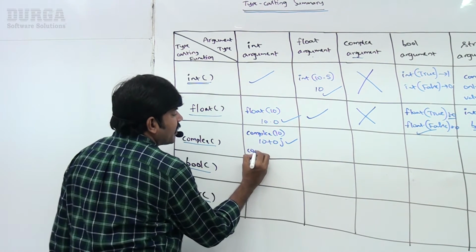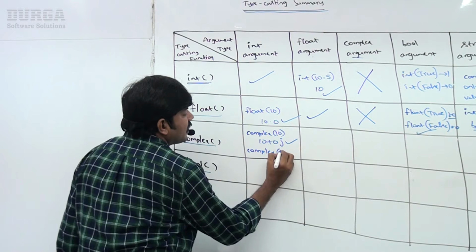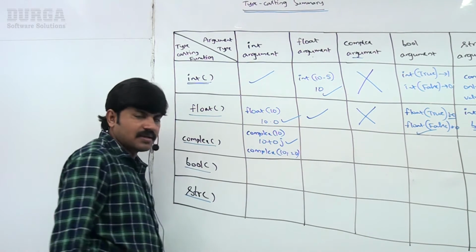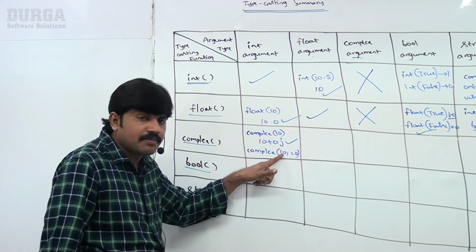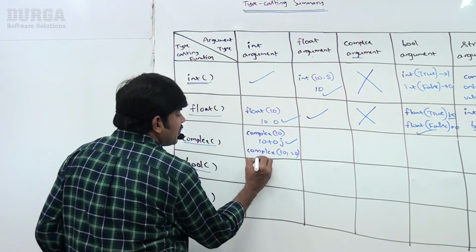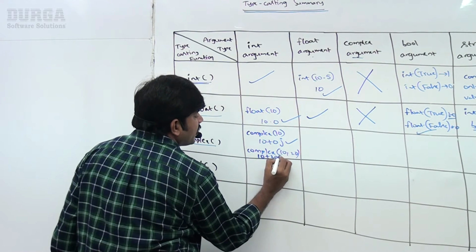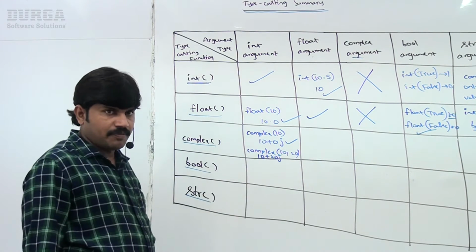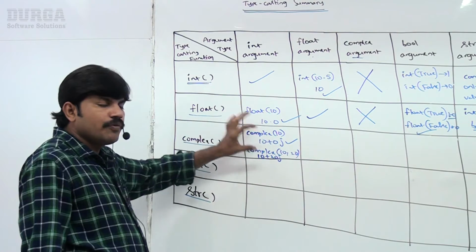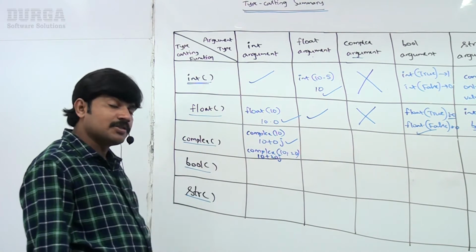If I take complex of 10 comma 20, 10 will become the real number and 20 will become the imaginary number. We are going to get 10 plus 20j. Okay, remember: an int argument, if you want to convert an int value to complex, it is possible.